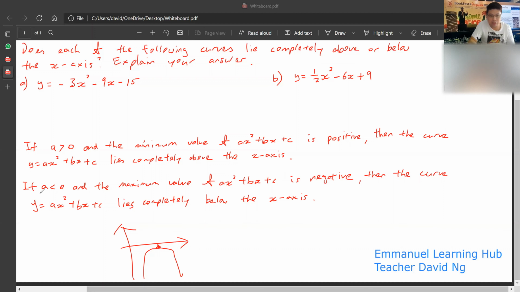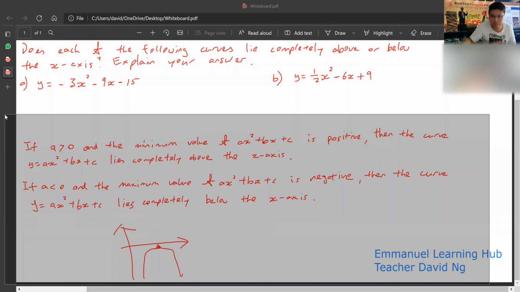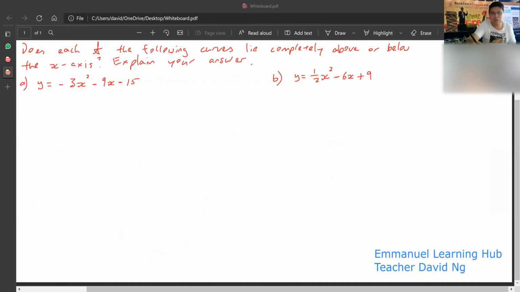Then if they tell you A less than 0, the curve lies completely below the x-axis, right? You must be able to infer the max value is negative. Or A less than 0, max value negative, right? You must be able to infer that the curve lies completely below the x-axis. Okay, any question? No. These are concepts.